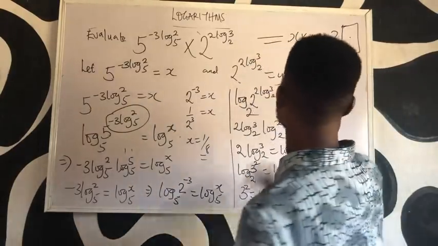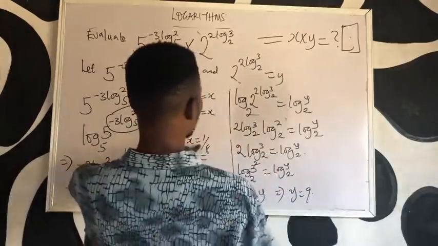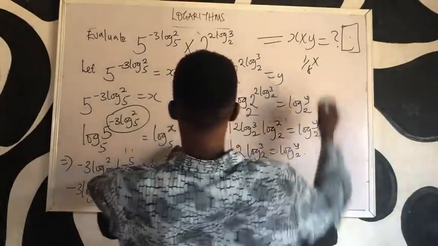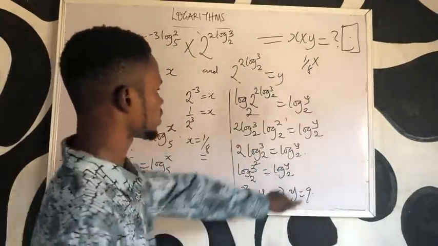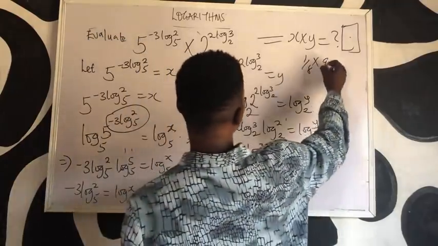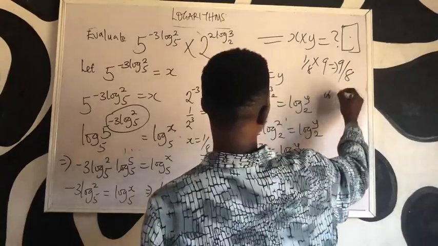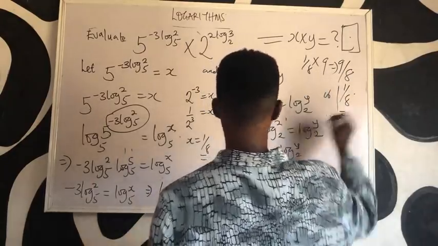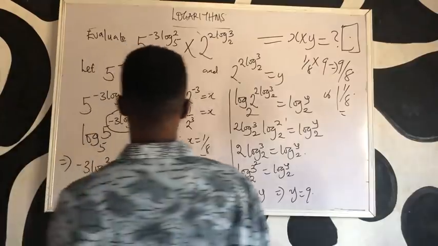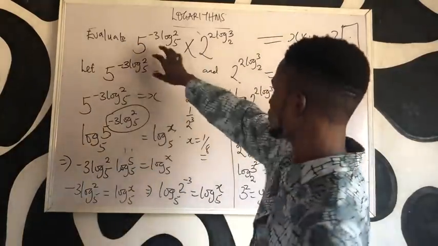And let's go back to this box. Unknown. X is what? Is 1 over 8. Then our y is what? 9. So the answer is 9 over 8, or 1 whole number 1 over 8. So we're giving the recap on that. Let's do recap on that.